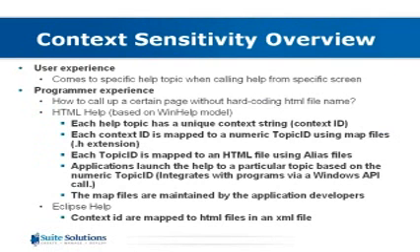Next, context sensitivity. Context sensitivity is nice from a user experience standpoint: you're on a certain screen, and you can press F1, and it brings up the help exactly where you are, which is really nice. You don't have to go searching for it. From the programmer side, it's a little bit more complicated. How do we connect that topic to a specific page? And how do we do it without hard coding which HTML file we're in?